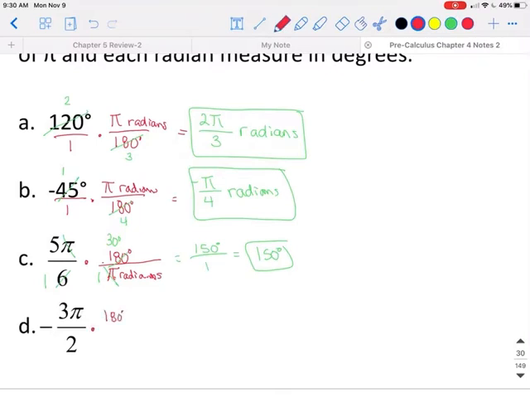If we multiply again by 180 over pi radians, because the pi is on top, we put the pi on bottom. If we cancel, the pi's will cancel, leaving me with a 1 on bottom. 2 goes into itself once, goes into 180 90 times. So negative 3 times 90 gives me 270 over 1, or negative 270 degrees.